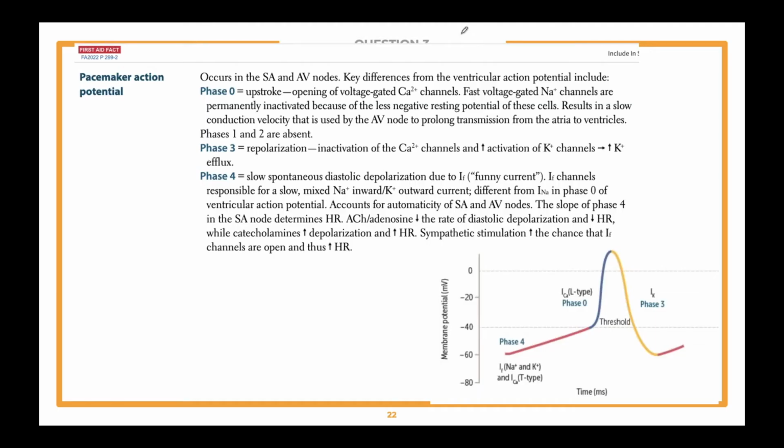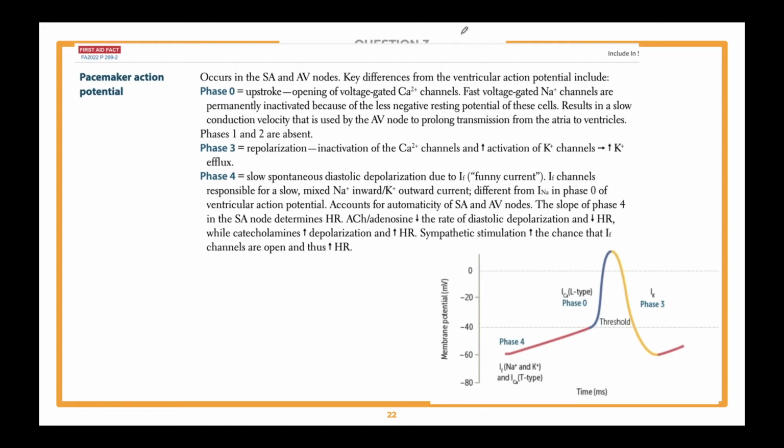If we move on to the next slide, there's a little bit more information about these pacemaker action potentials in First Aid. When talking about phase 4, to begin with, it talks about how this is due to the funny current channels. So sodium, potassium movement, and these are the funny channels. It then says how this accounts for the automaticity, and the slope of phase 4 in the SA node determines heart rate. So the slope of phase 4 is what determines your heart rate. There are different things that can slow your heart rate, as we know, and increase your heart rate, and they work primarily via this mechanism, changing the slope of phase 4.